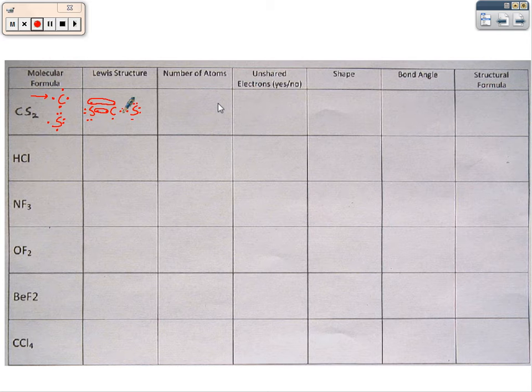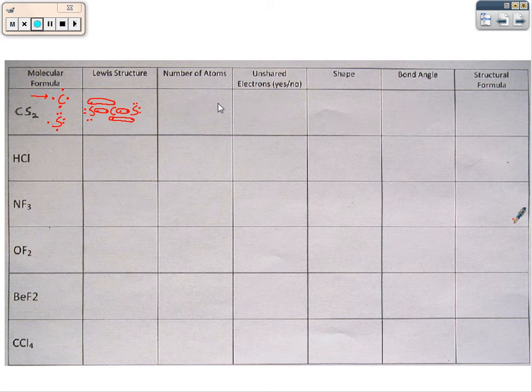Same thing happens on the other side. We connect the single dots, find them partners. Again, the carbon and the sulfur are connected by 2 sets of shared electrons, or 2 shared pairs. That is a double bond. That's what I want the Lewis structures to look like as far as the covalent bonding is concerned.